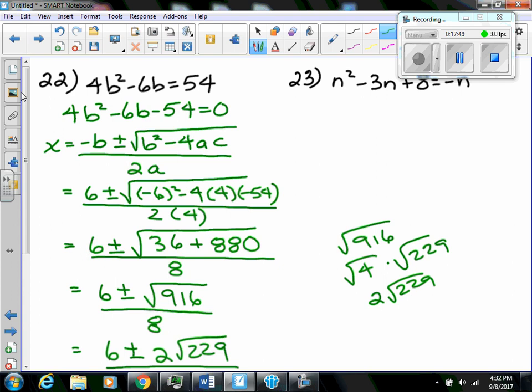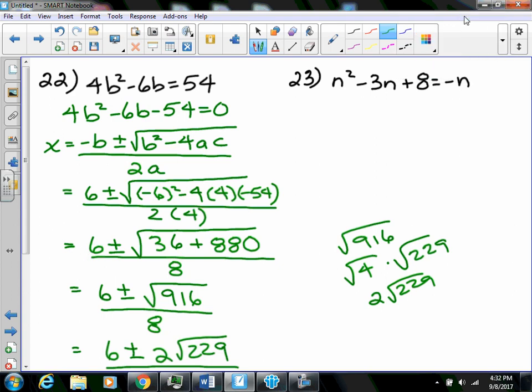All right, let's look at number 23. For number 23, you have n squared minus 3n plus 8 equals negative n. Well, again, it's not in standard form, so I need to put it in standard form. In order to do that, I have to move this negative n over to the other side. So I'm going to add n here and here. So that leaves me with n squared minus 2n plus 8 equals 0.